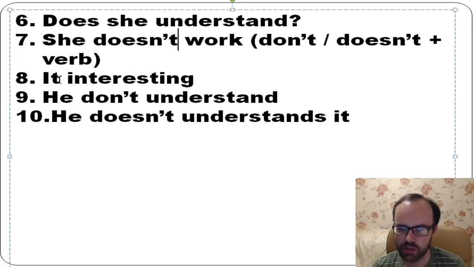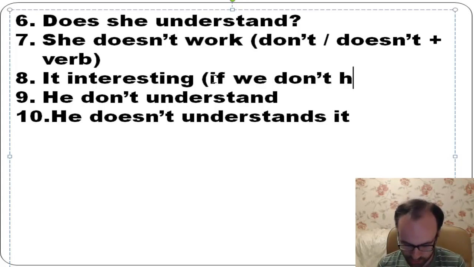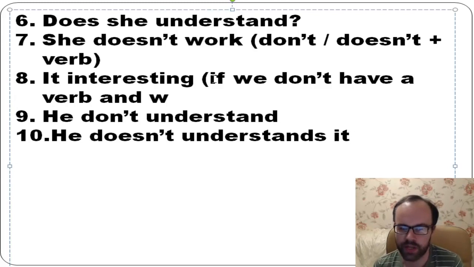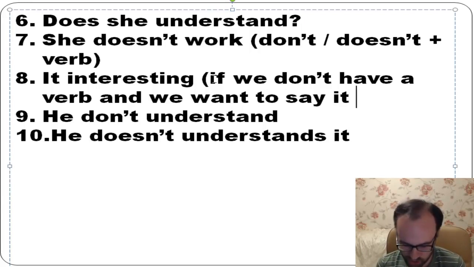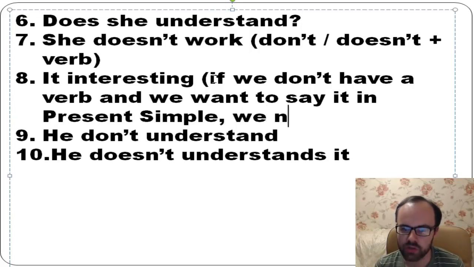"It interesting." Really, many students say it this way. So we need to add one more word. There is a rule, I think you know this rule. If we don't have a verb like go, buy, see, and we want to say it in present simple, we need to use what?